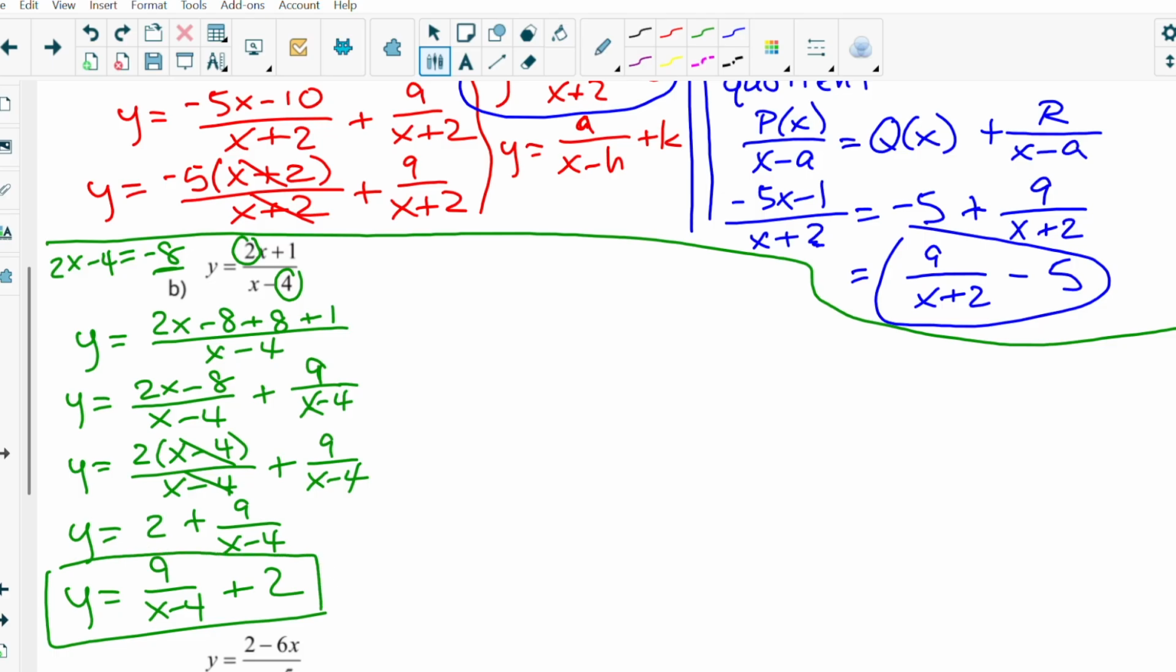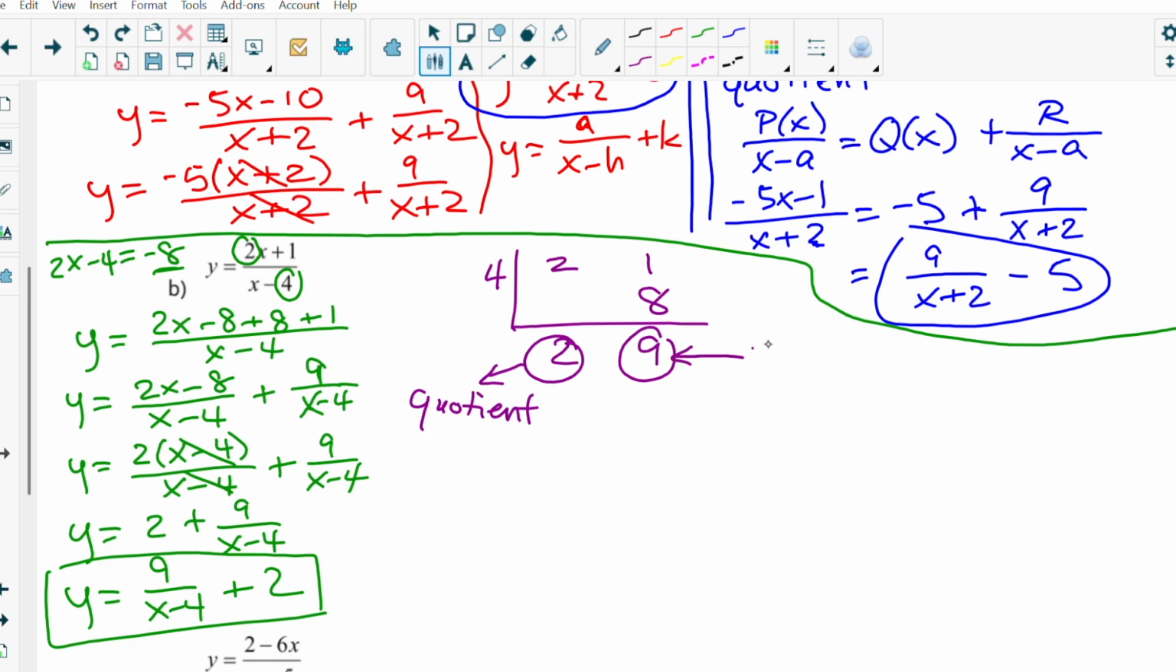Let's use synthetic division on the other side. Okay, so when I set this up, the divisor is 4. And then I have 2 and 1 in the dividend. And then I bring down the 2. 4 times 2 is 8. 1 plus 8 is 9. So this is my quotient, this is my remainder, my r value.